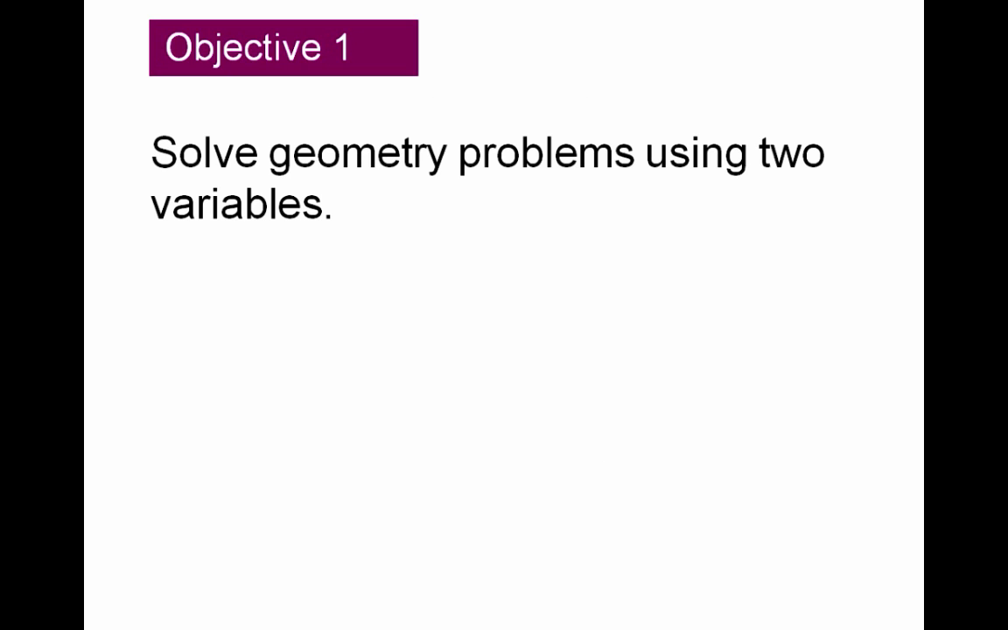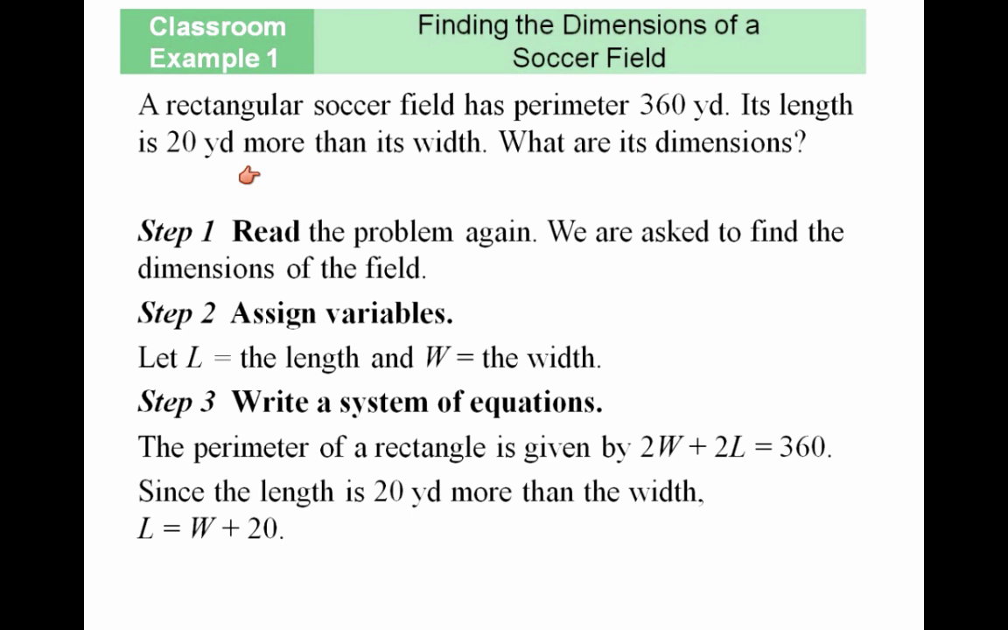So the first example is the geometry problems. We're going to find the dimensions of a soccer field. The rectangular soccer field has a perimeter of 360 yards. Its length is 20 yards more than its width. What are its dimensions? So we're going to read the problem carefully like we did and start assigning variables.